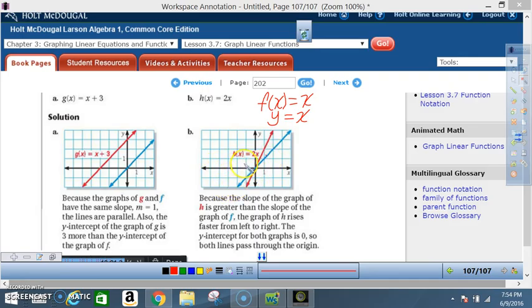Okay, now let's analyze what we have there. Because the slope of the graph of h is greater than the slope of the graph of f, the graph of h rises faster from left to right. Notice this graph right here sits on top of this one. Red is on top of blue. All right. The y-intercept for both graphs is 0. So both lines pass through the origin.